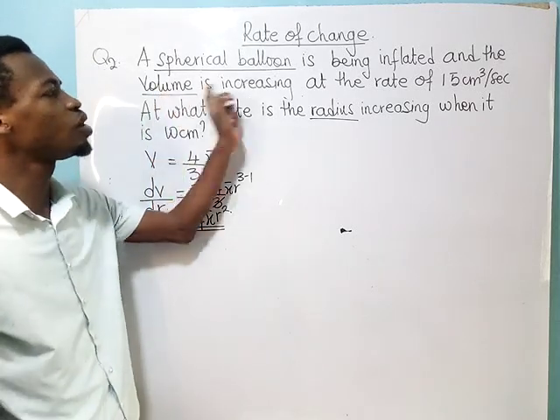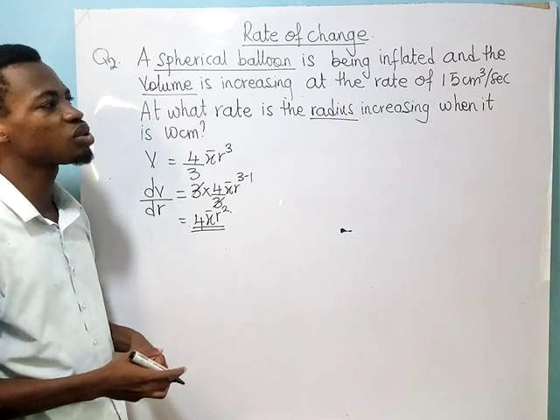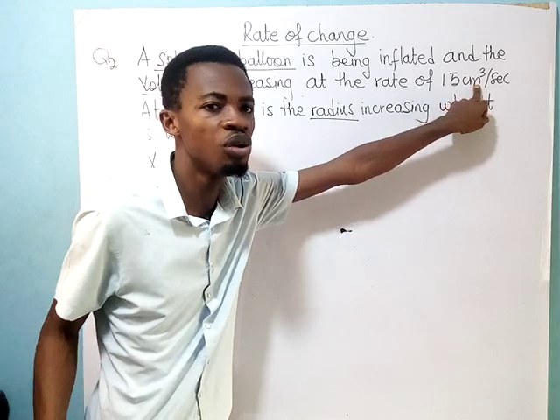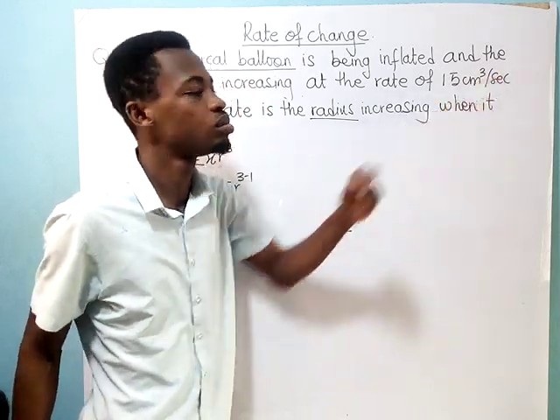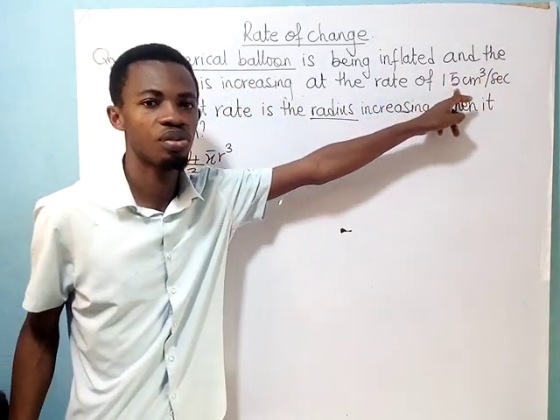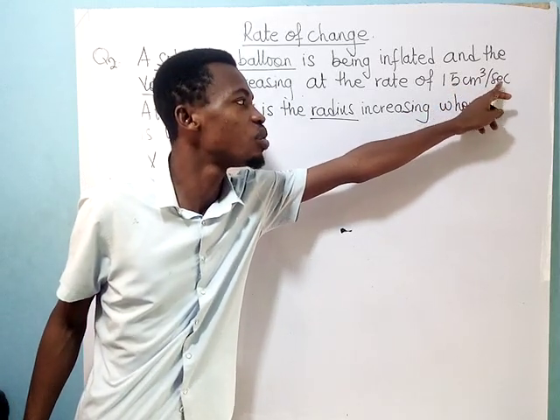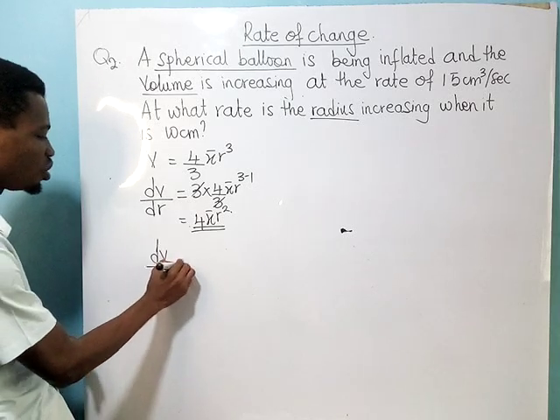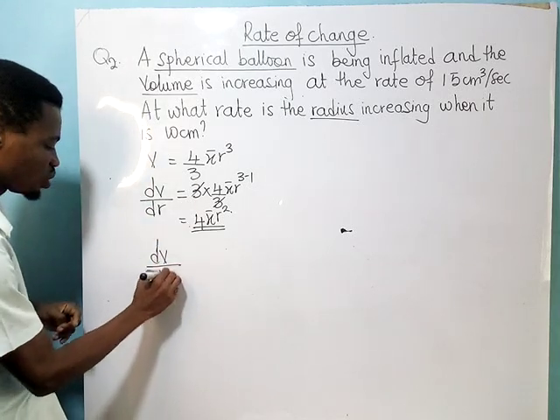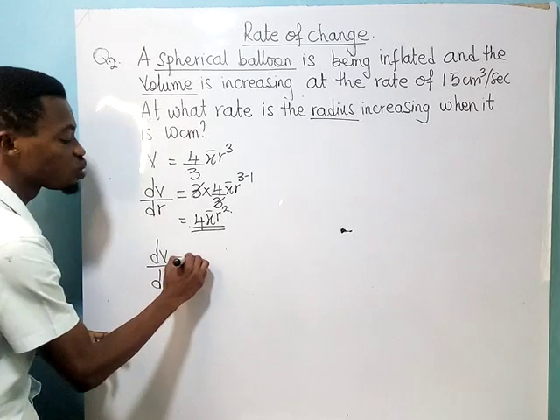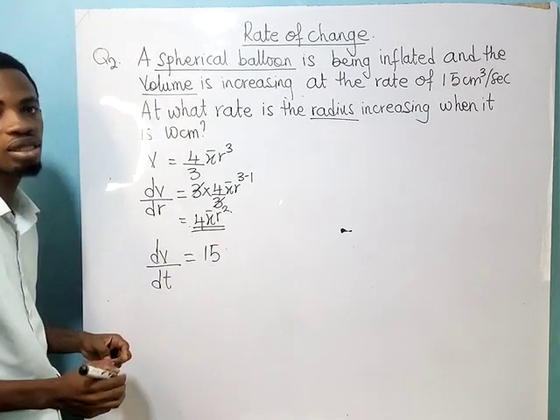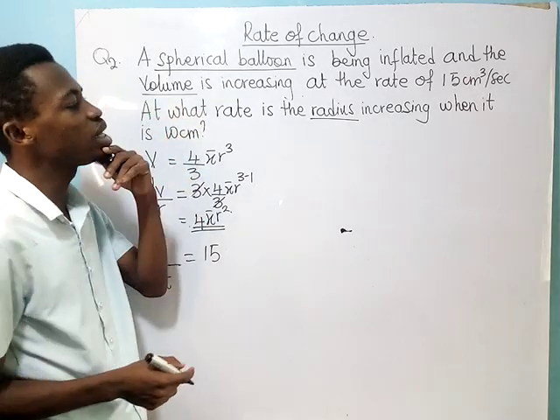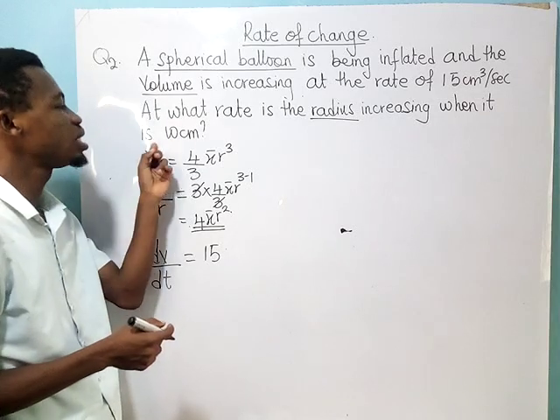Now, it says that the volume is increasing at the rate of 15 centimeters cube per second. Here, we are dealing with volume and time, which means that the volume varies with respect to time. So now we also need to find our volume, which varies with respect to time, which was giving us 15.